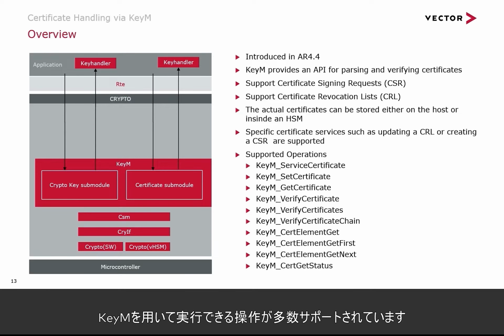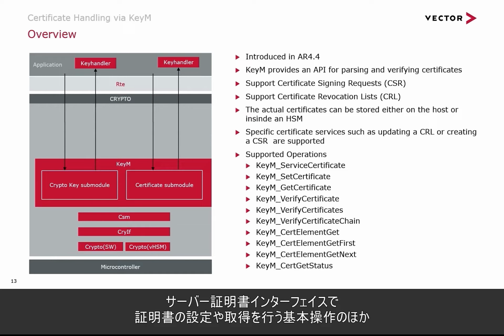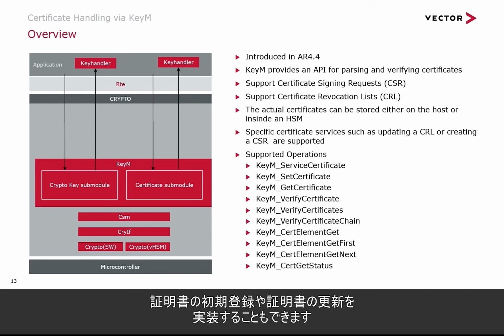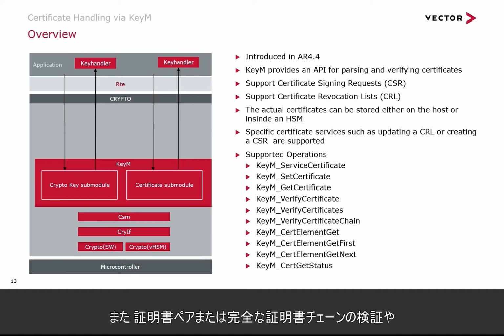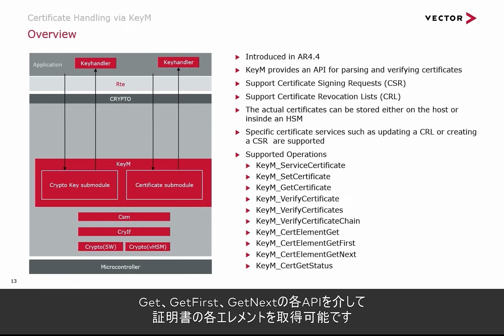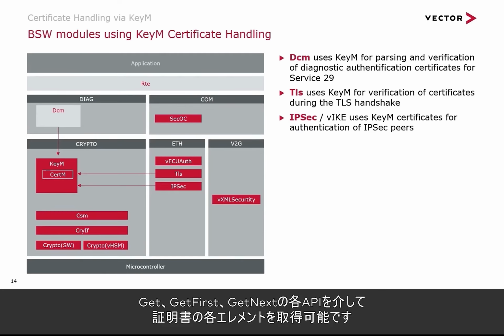There are a number of supported operations which you can execute with KeyM. Besides the basics of setting and getting certificates via the service certificate interface, you can also implement the first storage and the update of certificates. Furthermore, you can verify a pair of certificates or a complete certificate chain. And you can get every single element of a certificate via the get first and get next API.